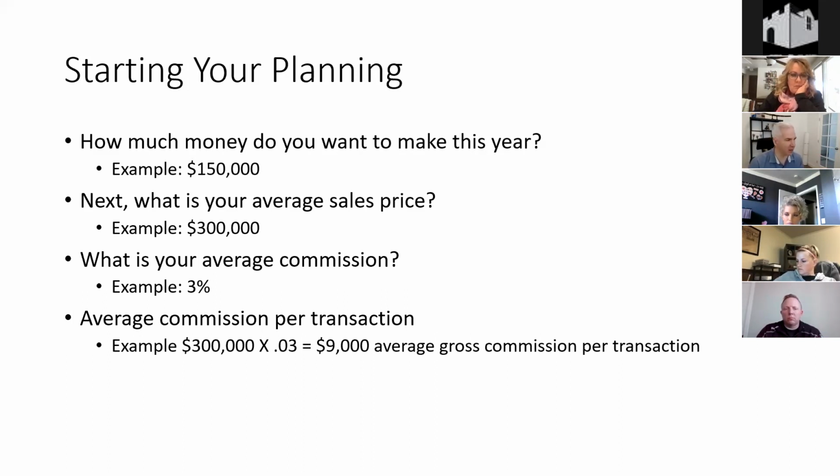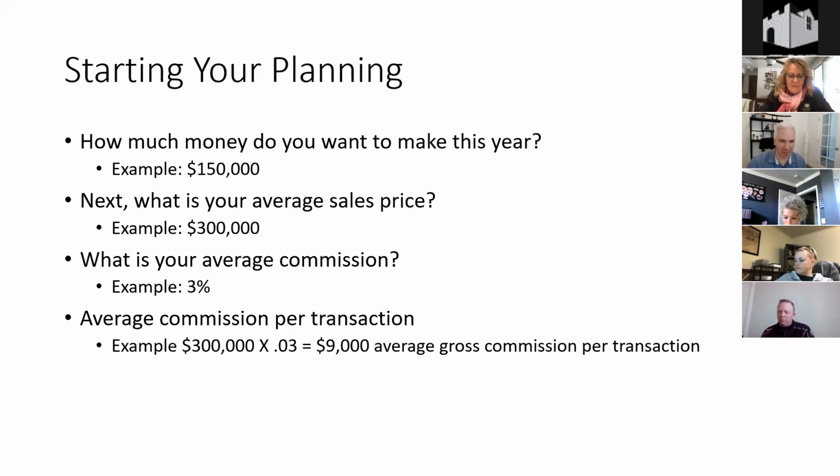The funny thing is I meet lots of people who tell me they're terrible at math, and I've never met an agent who can't do 3% math. Every agent I've ever met can do 3% math. It's kind of weird how that works. So in this example, if I'm selling at $300,000 as my typical sales price at 3%, that means $9,000 is my average gross commission per transaction.